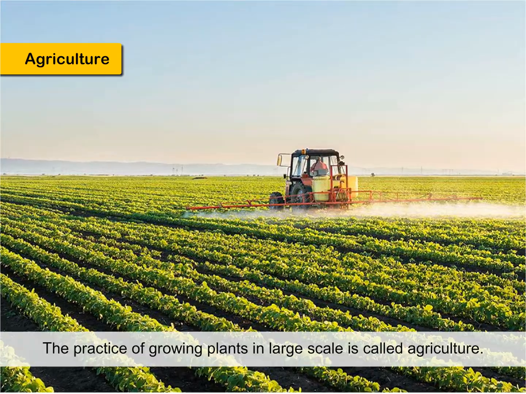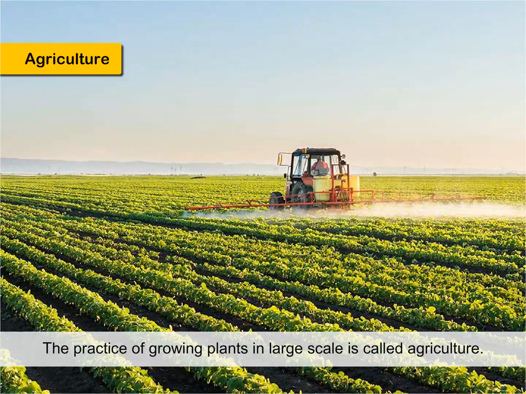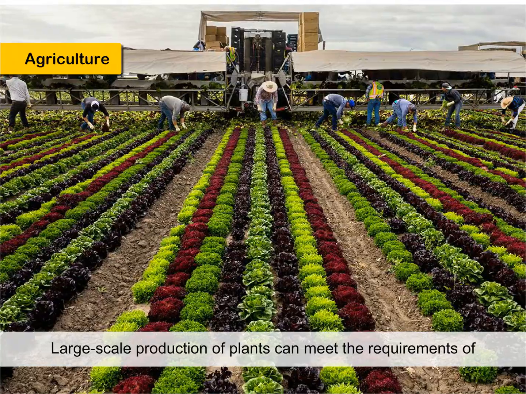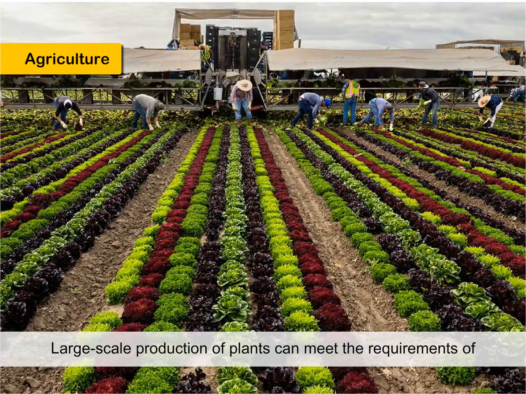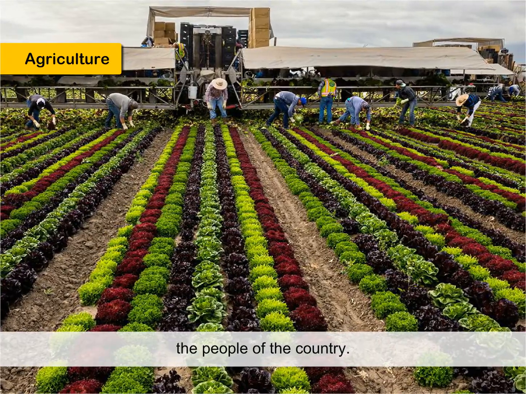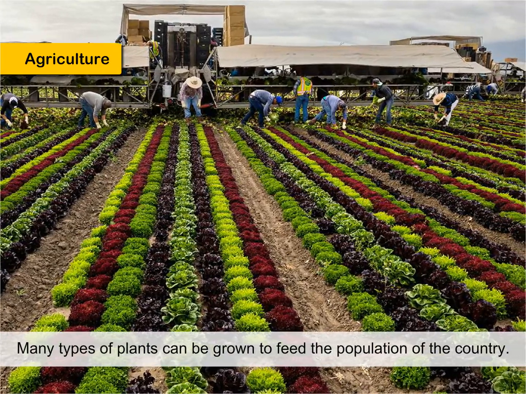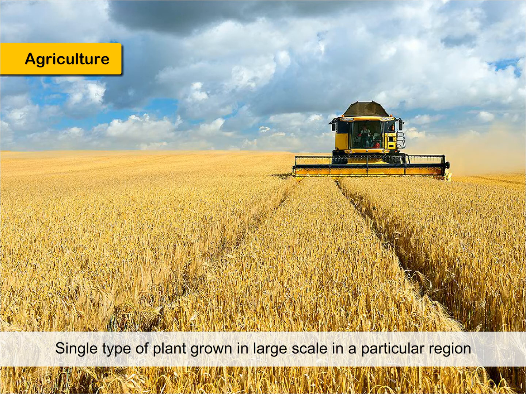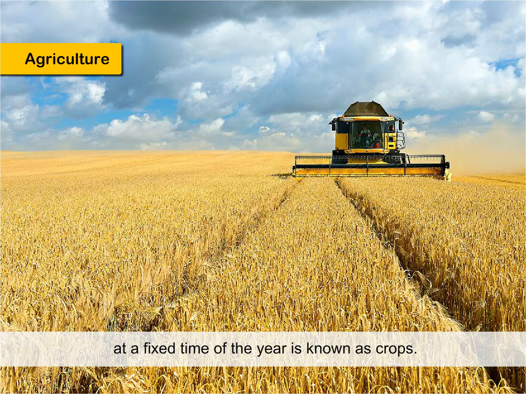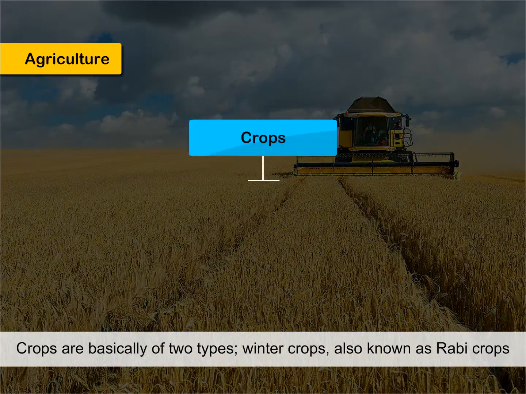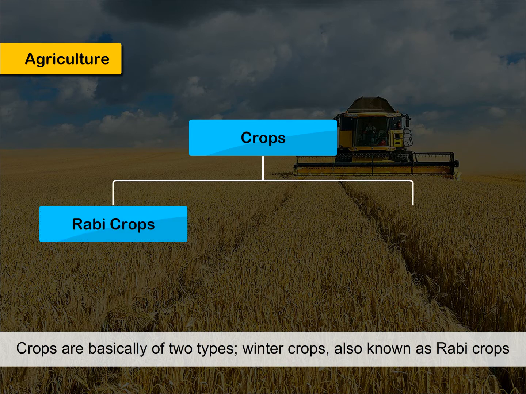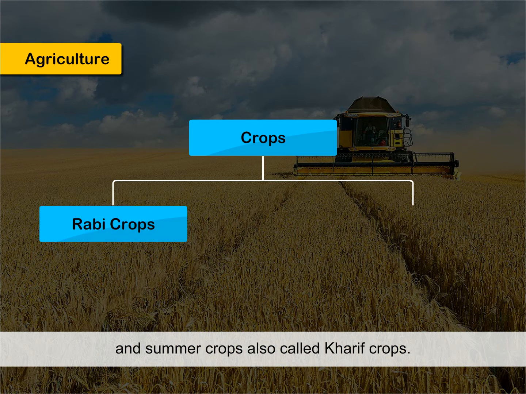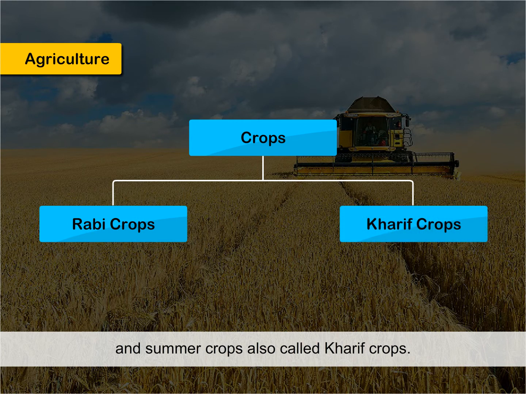Agriculture. The practice of growing plants in large scale is called agriculture. Large-scale production of plants can meet the requirements of the people of the country. Many types of plants can be grown to feed the population of the country. Single type of plant grown in large scale in a particular region at a fixed time of the year is known as crops. Crops are basically of two types. Winter crops, also known as rabi crops, and summer crops, also called kharif crops.